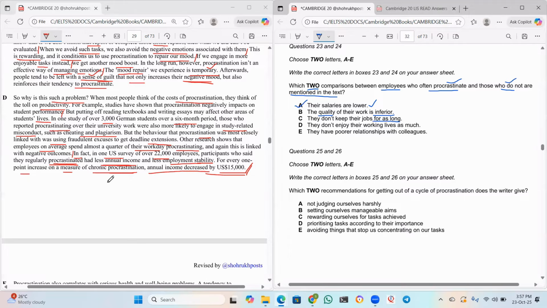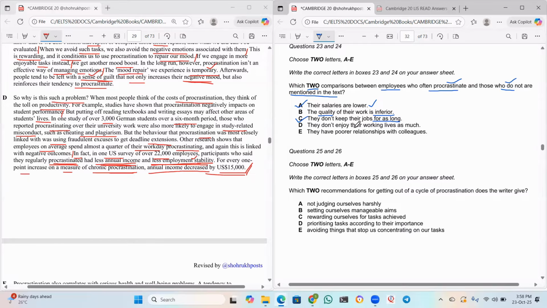Okay. These two things, sir. He compared two things. What is that? Less annual income and less employment stability. So, what do you mean by employment stability? Means working for a very long time, right? So they have very less employment stability, means their jobs they don't stand for a long time. They don't keep their jobs for as long. Yes, sir. This is the right answer. C is the right answer.